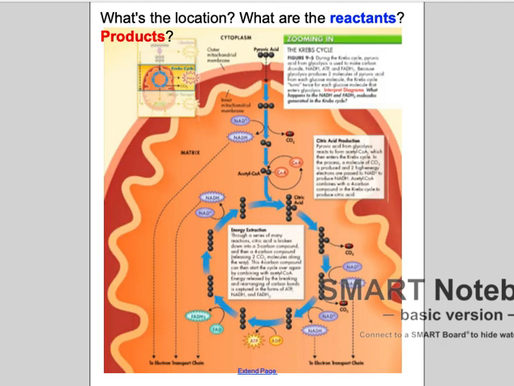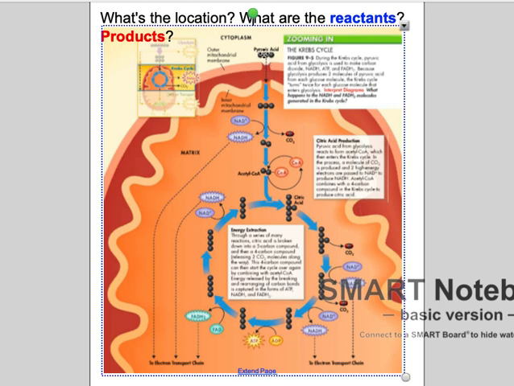So where are we? What's the location? We are now in the mitochondria, specifically the matrix of the mitochondria. And now I'm going to ask you, what are the reactants? Now remember, the definition of a reactant is what goes into a process. So when I'm looking at this, I've got pyruvic acid, also known as pyruvate, and it's going to come in. I see this arrow, it's entering this process.